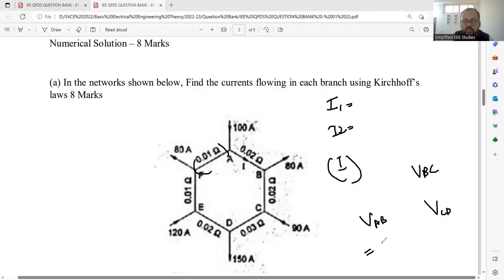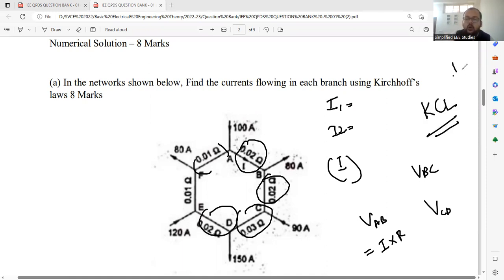How to calculate branch voltage? Current into resistance. Current into resistance. For example, current you will be getting now. So current into 0.02 ohms. Here also current into 0.02. Current into 0.03. Like that, you have to calculate. But here, using KCL, you have to calculate the total current.